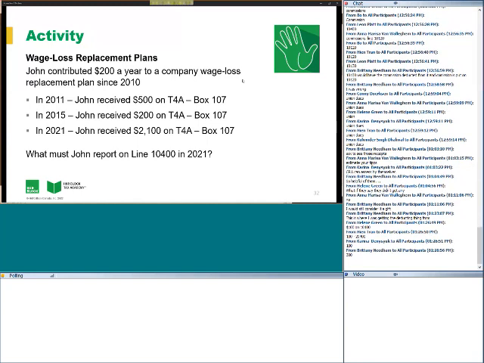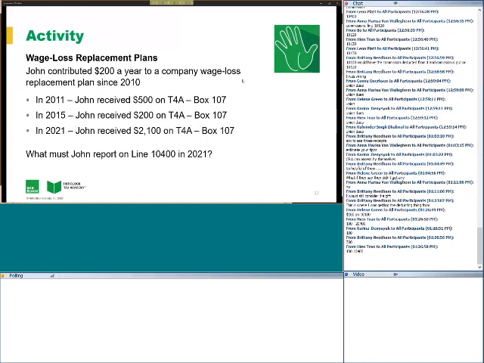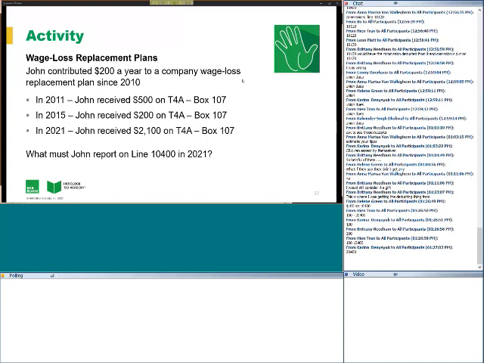I'm seeing a couple of people saying $100. I agree it's $100 of taxable income. $500 was taxable because it's disability income, but he can deduct his contributions. He made 2 contributions of 200. So it's 500 minus 200 minus 200, which leaves me with 100. And because it's box 107 on a T4A, I'm going to put it on line 10400, and that's all I'm going to do. No reporting number, no anything.